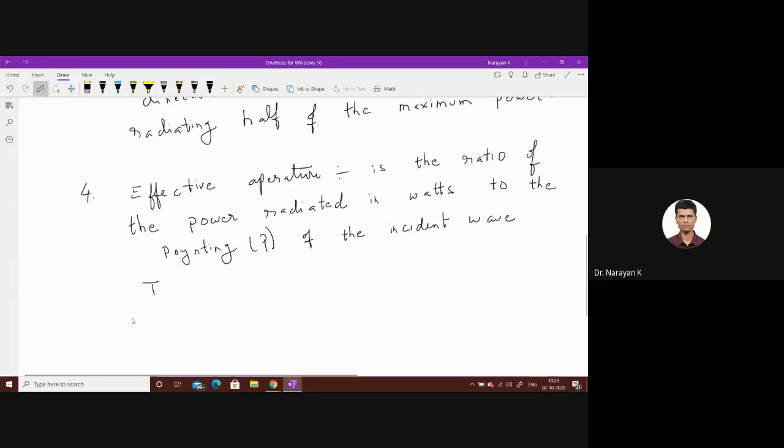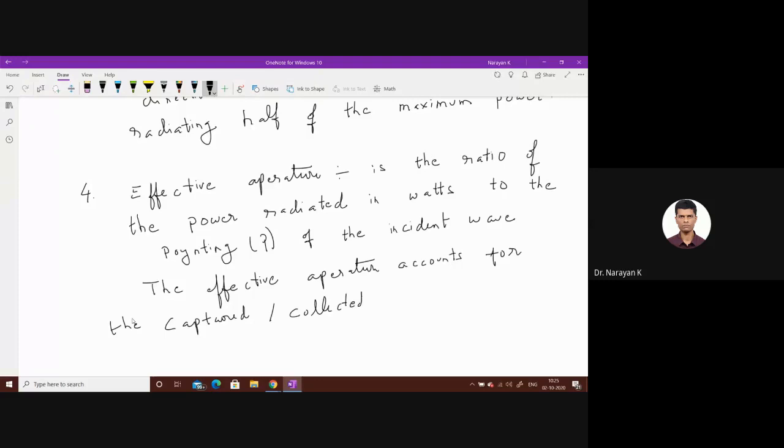Continue. The effective aperture, the effective aperture accounts for the captured or collected power. So whenever the effective aperture is asked, this is what you are required to write.